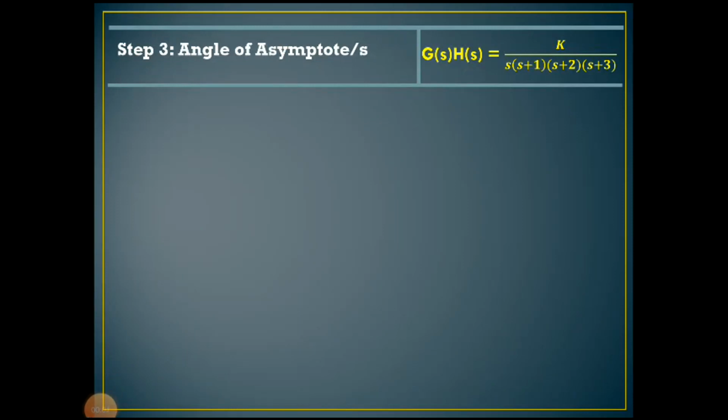Hello everyone, this is a continuation of the previous video on root locus. In the previous video we had discussed step 1 and step 2. So now we will start from step 3. Step 3 is where you find angle of asymptotes.